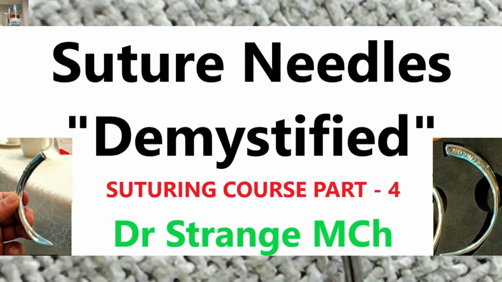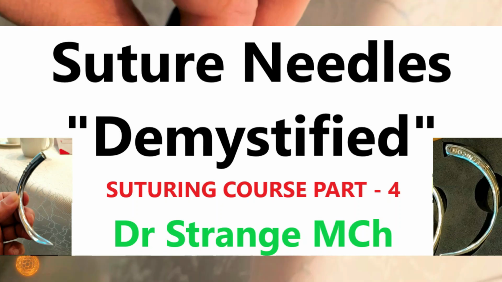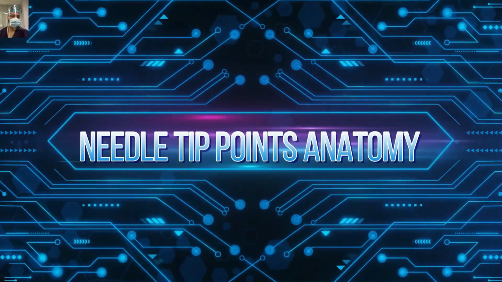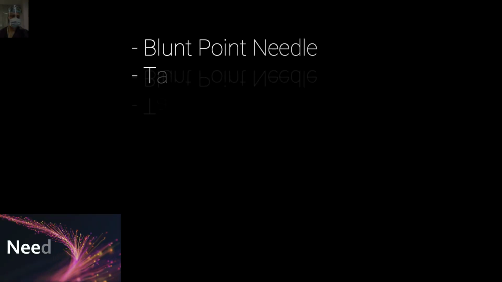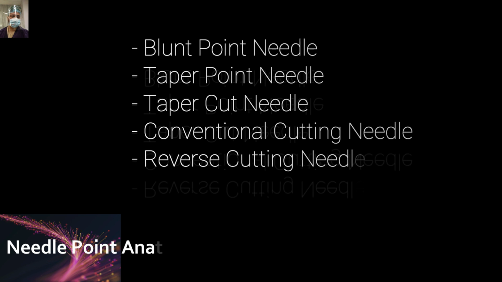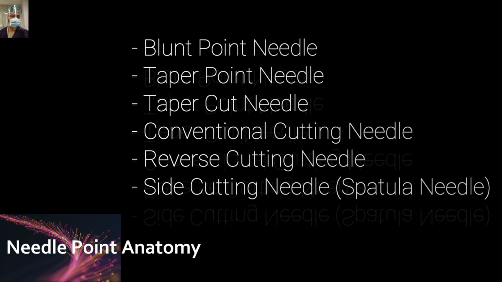In this part 4, we are delving into the critical aspect of suturing, that is, the different types of suture needles. Needle tip points anatomy, friends. Basically, there are 6 types of needle point tip available: the blunt point, taper point, taper cut needle, conventional cutting needle, reverse cutting needle, and side cutting needle or spatula needle. So we'll discuss one by one all the needle points, and it is an important part of this video so that you understand where to use what and what are the advantages and disadvantages of one over another.